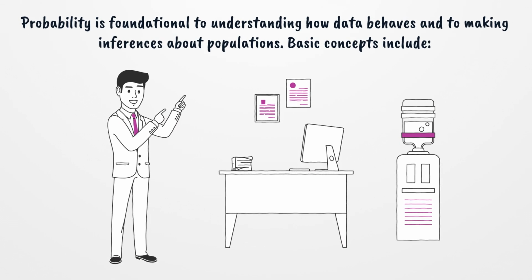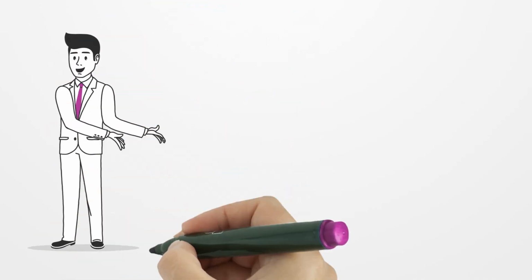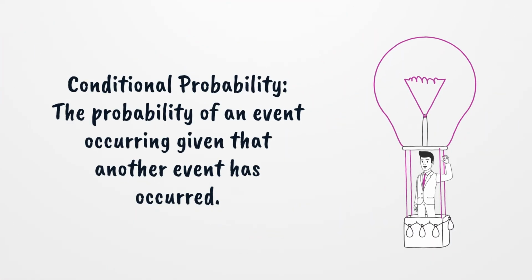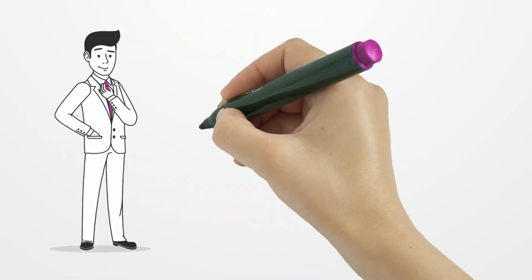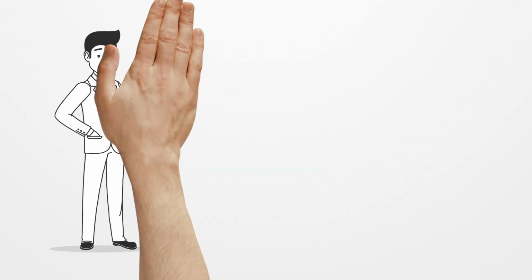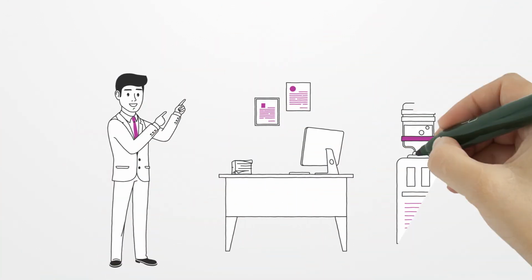Basic concepts include events, a single outcome or a set of outcomes from a random experiment; conditional probability, the probability of an event occurring given that another event has occurred; Bayes' theorem, a mathematical formula used to update the probability of an event based on new information.